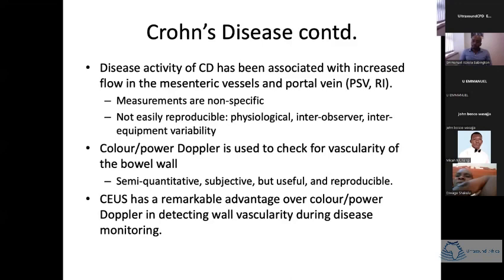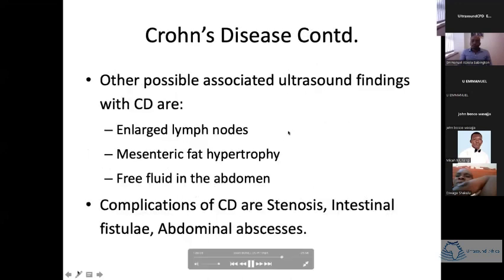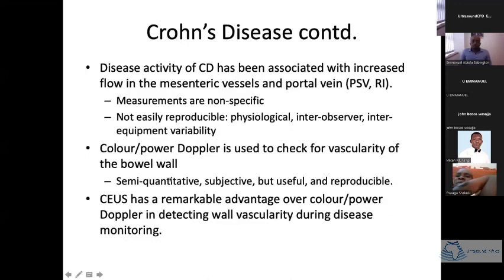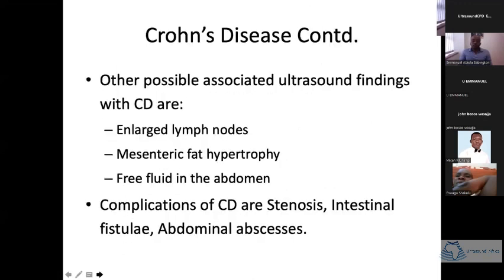It's also very useful in differentiating fibrotic stenosis from inflammatory stenosis as a complication of Crohn's disease, because those two are managed differently. Fibrotic stenosis is managed with surgery, while inflammatory stenosis is managed with treatment when examining the activity of Crohn's disease. So contrast ultrasound is very useful in checking vascularity and monitoring Crohn's disease.